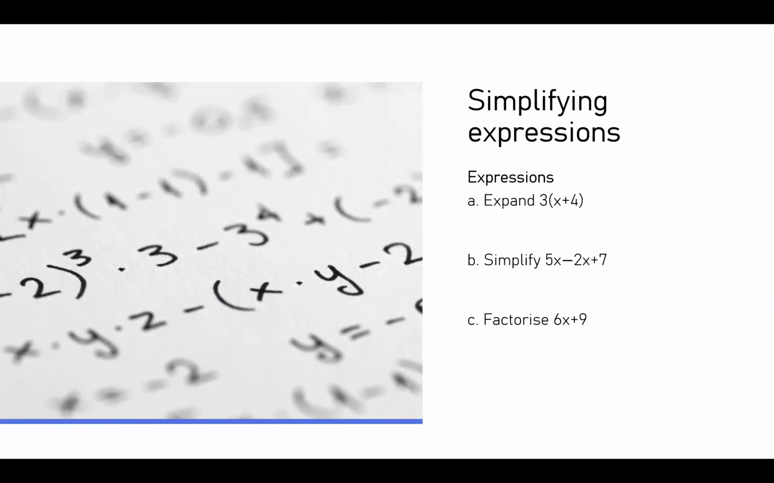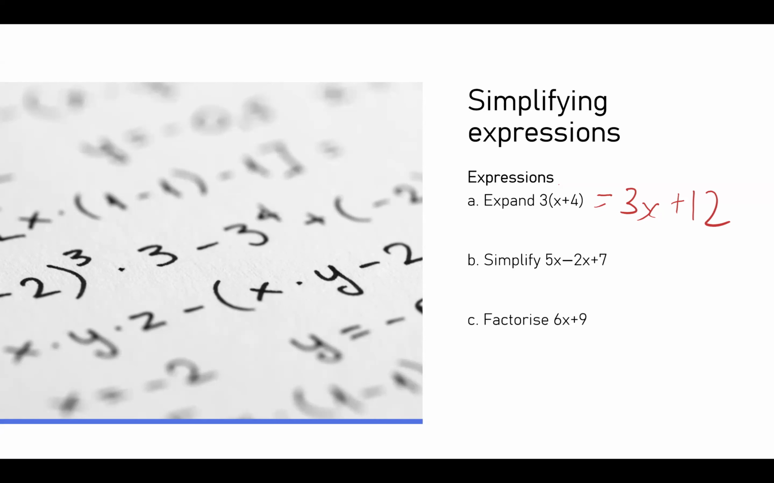Expressions and BIDMAS. So simplifying expressions. Expand 3(x plus 4). All you would do here is multiply everything inside the bracket by 3. So multiply x by 3 and multiply 4 by 3, and it would become 3x plus 12. Simplify 5x minus 2x plus 7.